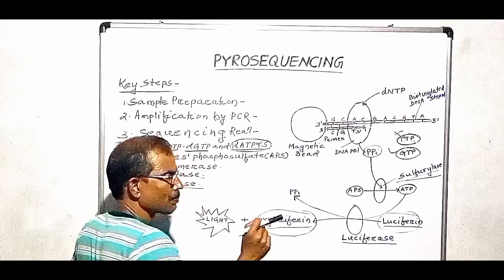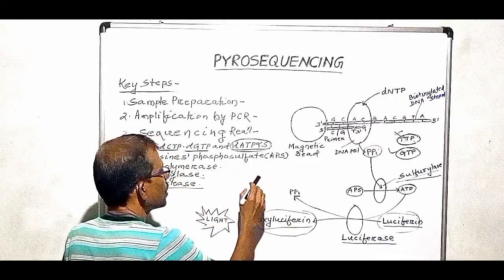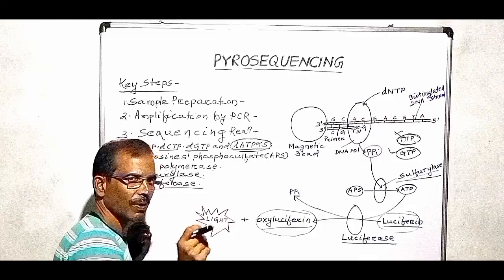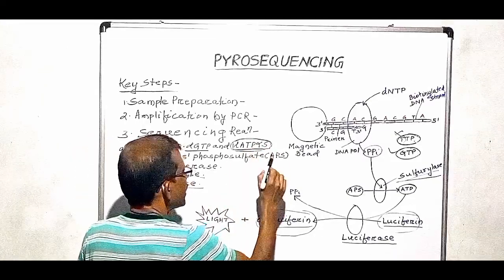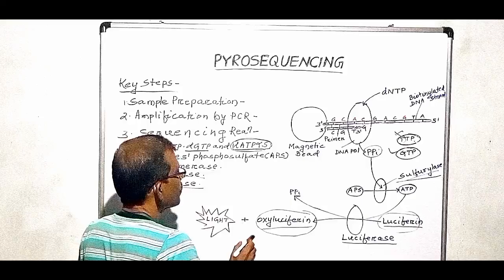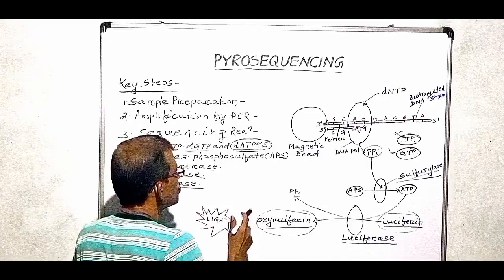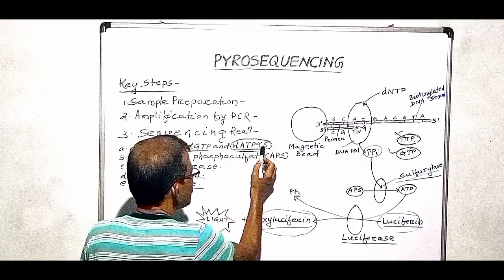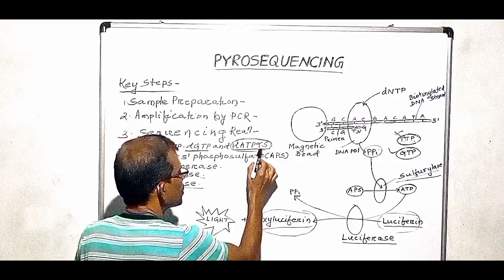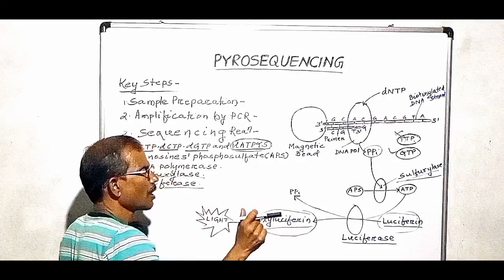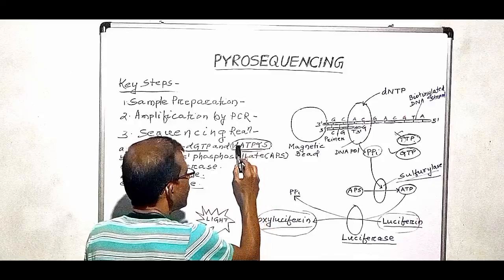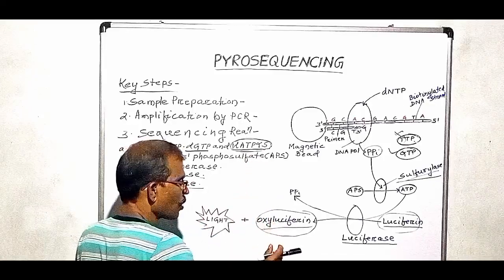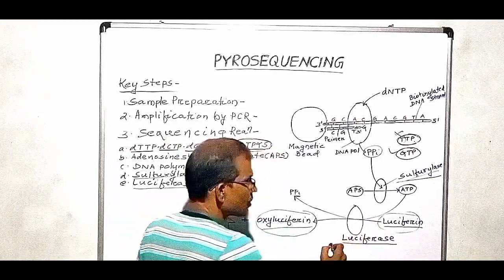dATP alpha-S means deoxyadenosine alpha-thiotriphosphate. It is an analog of dATP. In place of dATP, we are using dATP alpha-S because the substrate can be efficiently incorporated by DNA polymerase. But the substrate will not be recognized by luciferase.